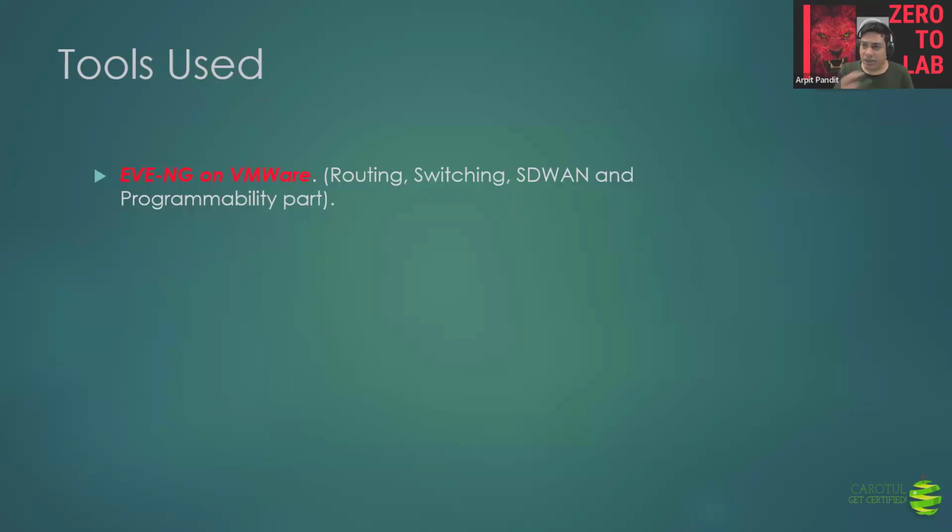So we take all the complexity away from EVNG, so that all that precious time you can place into learning technologies, right? So routing, switching, SD-WAN, the programmability part, all these OVAs or EVNG packaging files, we are going to provide you guys, right? By the way, just a second. Yeah, so everything will be provided to you, even including the images.